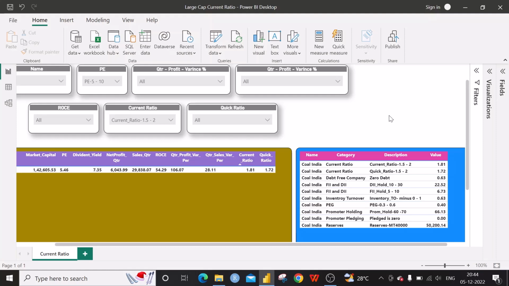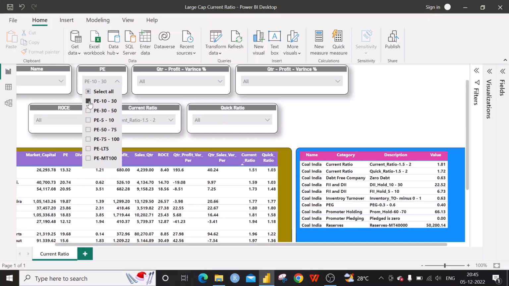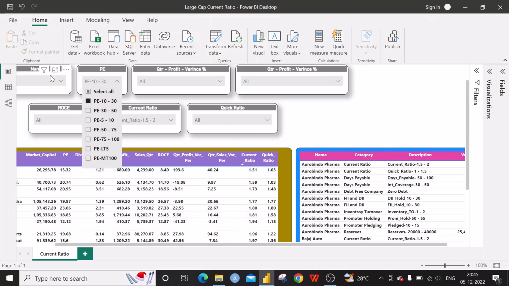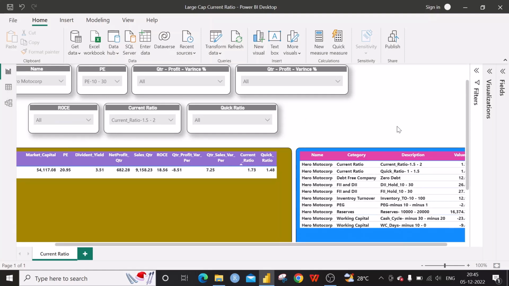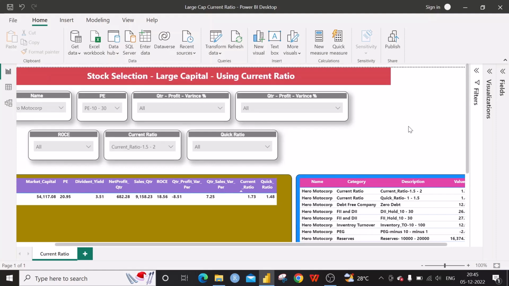Based on this, we can select the stock, or if you are not interested, we can use other parameters. If we are okay with PE 10 to 30, then we can select that one, and see what shares are available. If we are interested in only a particular share, we can use that one, Hero Motor Car. Likewise, we can select whatever stocks are appropriate for our requirement. Likewise, we can have this kind of application for medium capital and small capital.